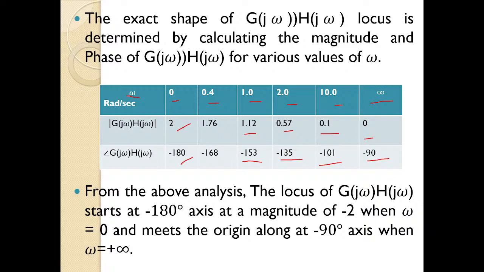Okay, so this is it. You can get the perfect plot if you consider different omega values and different magnitudes and phase angles. You will get a good plot, but it's not required. So just consider this section to plot the Nyquist plot. For omega tends to 0, magnitude is 2, in which axis? Minus 180 degree axis. For omega tends to infinity, magnitude is 0 and angle is minus 90 degrees.